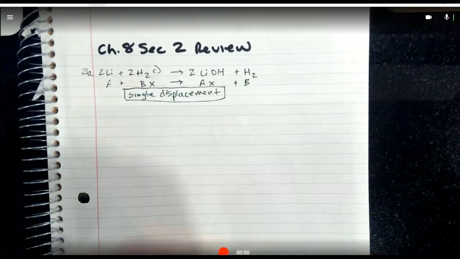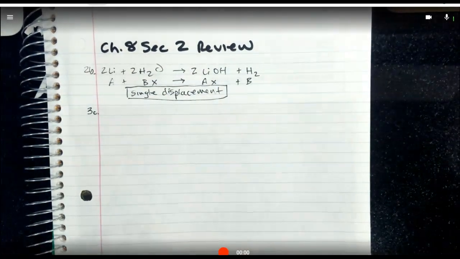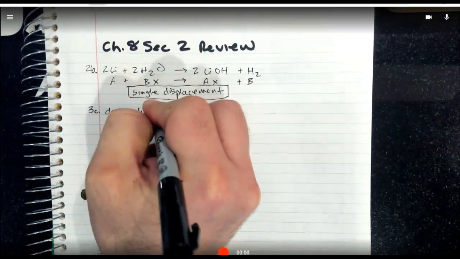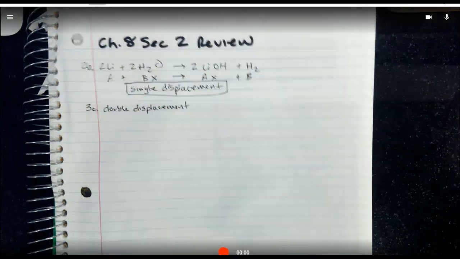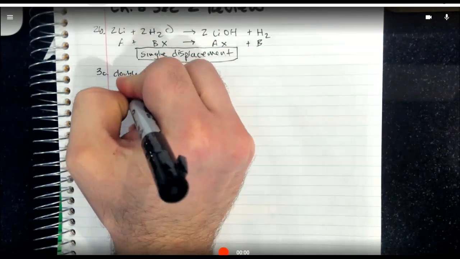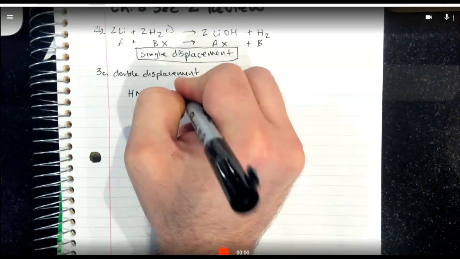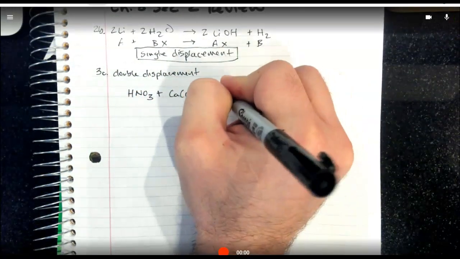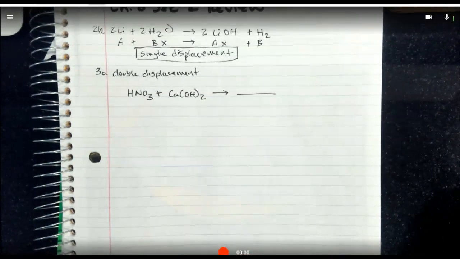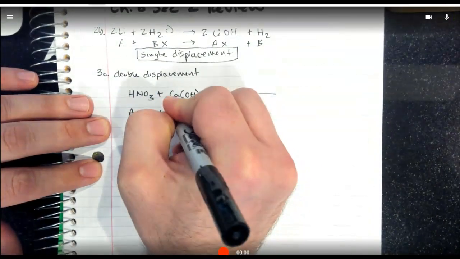Okay, let's take a look at 3C. What we're given is, we're told that it is a double displacement reaction. And we are given the starting reactants, HNO3 plus Ca(OH)2. And then we're just given a blank here. So we know that double displacement reactions start off with AX plus BY.